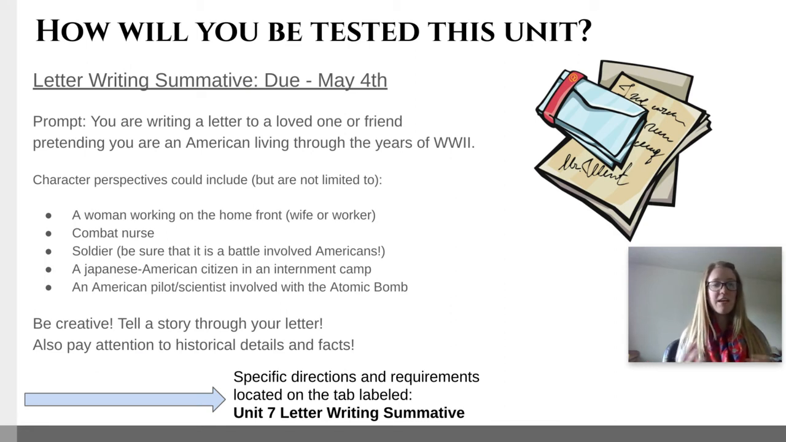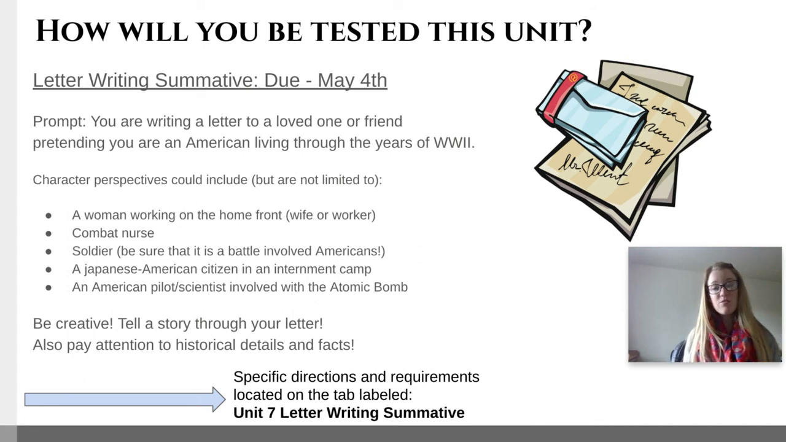Here are some characters that I have thought of, but you're certainly not limited to them in terms of choice. We have a woman working on the home front. This could be a woman who is a stay-at-home mother and wife, maybe taking care of younger siblings or her own kids while her husband is off fighting World War II. You could write a letter from her perspective, what the war is like for a woman on the home front.